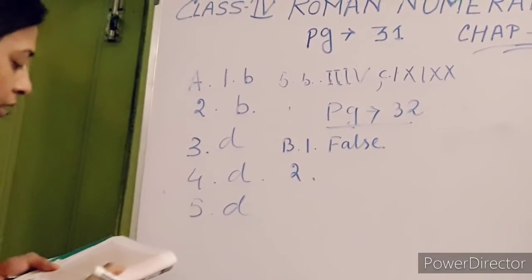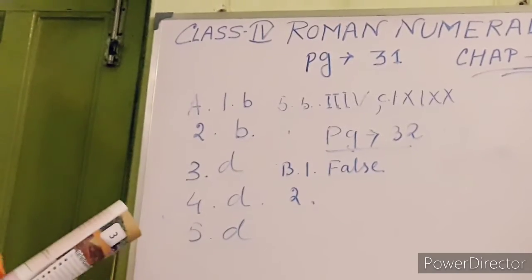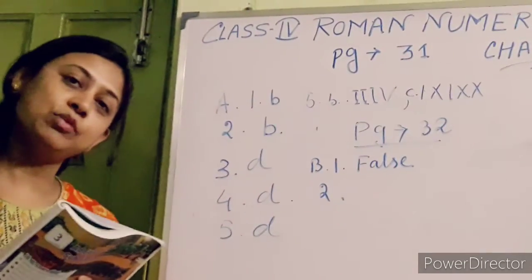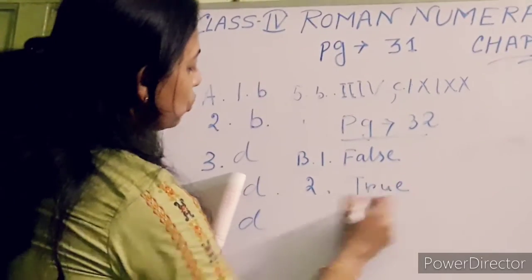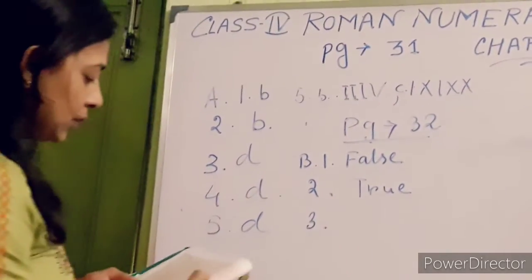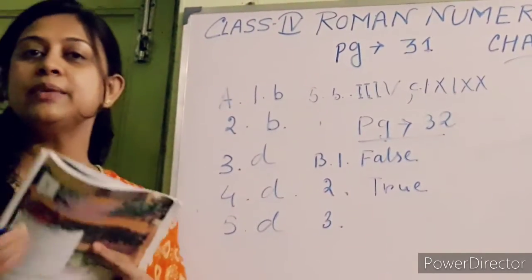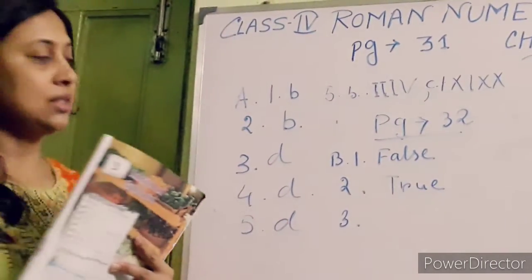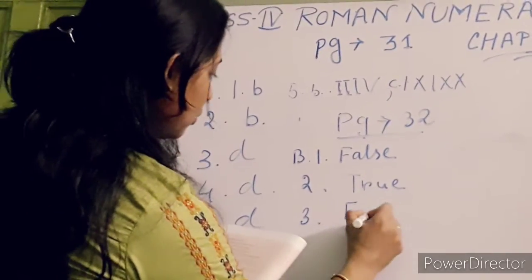Number 2. Repetition of a Roman numeral means addition. Yes, the rule number 1, repetition of the Roman numeral is addition. So this is true. 3. There is a place value in the Roman system. No, in the Roman system there is no place value system. So this one is false.